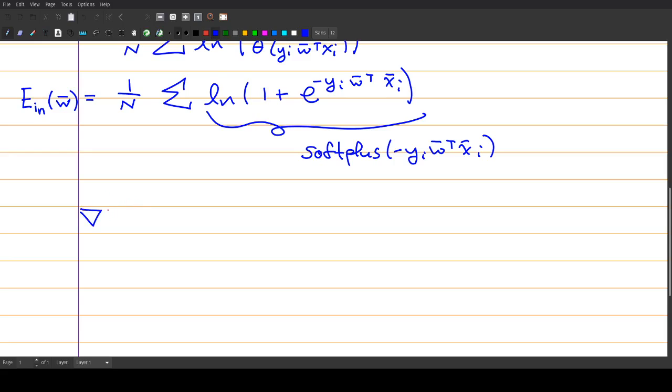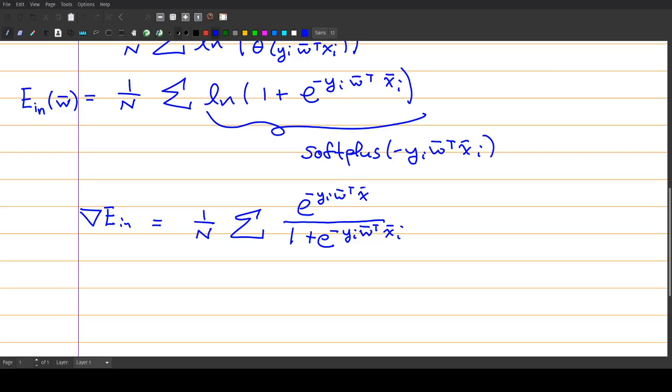So what is the derivative, or the gradient, of this thing? It's going to be equal to 1 over n, and then you can ignore the sum. This is natural log, so on the bottom you write 1 plus e to the minus yi wT xi, which is the way you normally take the derivative of natural log if you have had calculus 1. On top you write the derivative of the bottom, that's e to the minus yi wT xi. And finally you write the gradient of the expression, which is minus yi xi.